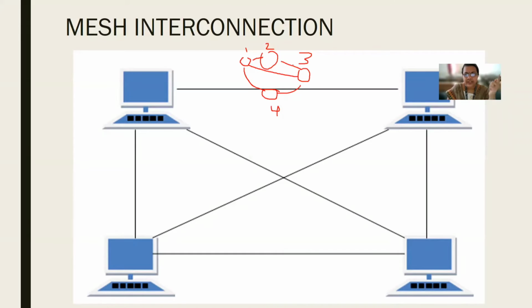Okay, this is a star. That's why I told you if this one fails, the complete network will fail. But in the case of mesh, all the nodes are connected to each other. Node number 1 is connected to 2, 3, and 4. Node number 2 is connected to 1, 3, 4. So all the nodes are connected to each other through wires.